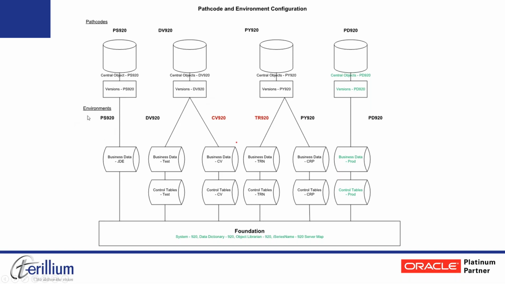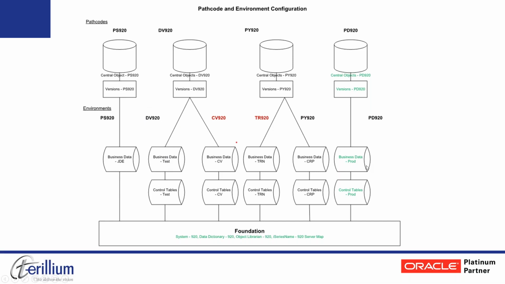And then we tie that together with the environment. So the environment is not one of these boxes. Each box is actually a database within the system. The environment is the relationship between them. So when we create that dotted line between the object set of the DV path code and the business data test data sets, that combination provides us with that DV920 environment.